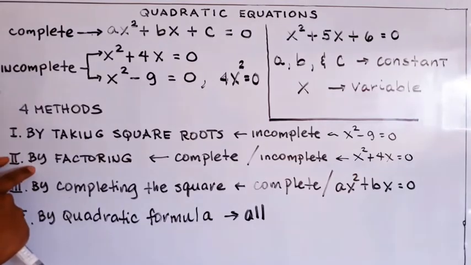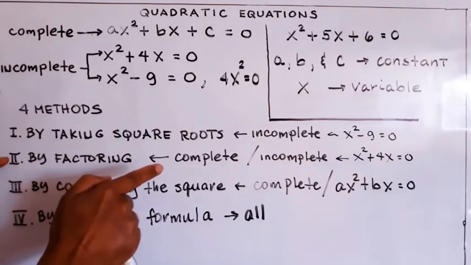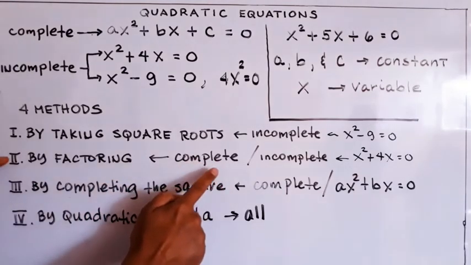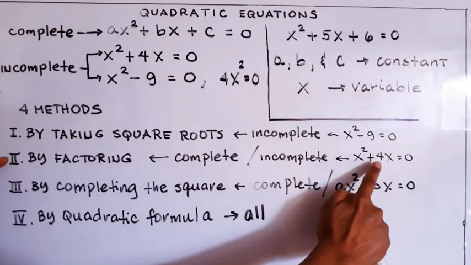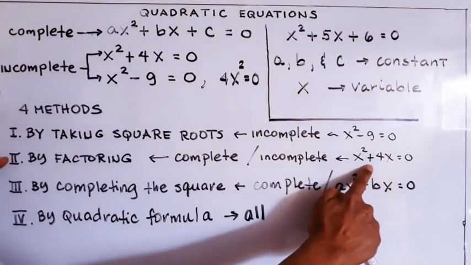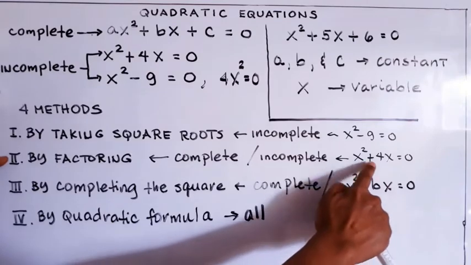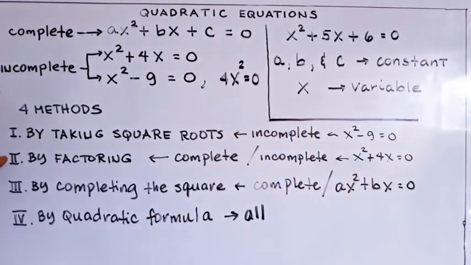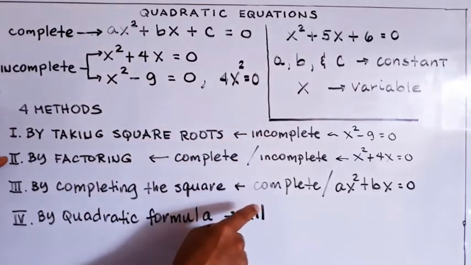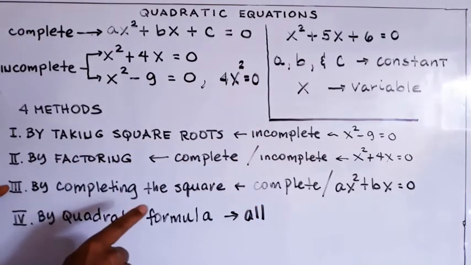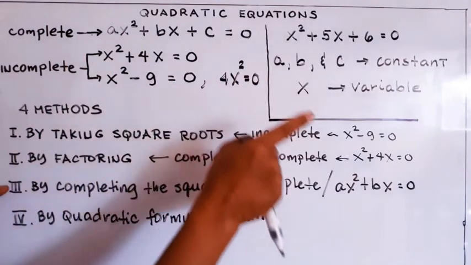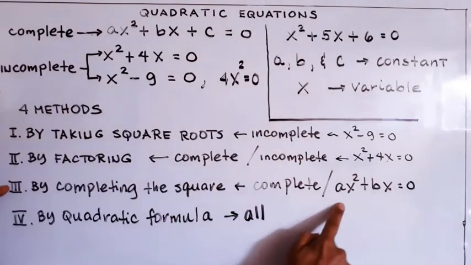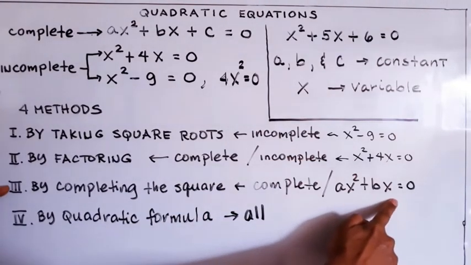What is this factoring? If you can factor that one, and usually we have a complete quadratic equation for that, we can solve that one by factoring. Or if you have incomplete in this form, x squared and the middle term, we can use also factoring. But usually factoring is used when we have complete quadratic equation. The third one is by completing the square. Now we can use this one for complete quadratic equation or just only incomplete quadratic equation.